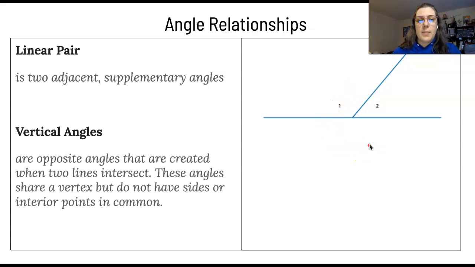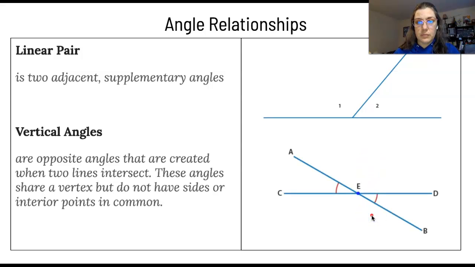Vertical angles are opposite angles that are created when two lines intersect. These lines share a vertex, but do not have sides or interior points in common. So two lines that intersect, that share a vertex, but do not have any interior points in common. This angle and this angle are congruent, and then this angle and this angle are congruent. Crazy, huh?